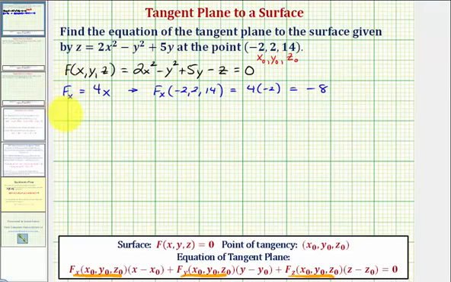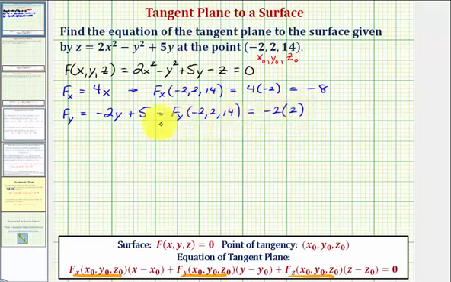Next, we'll find the partial with respect to y. So we'll treat the x and z terms as constants. So the derivative of -y squared would be -2y. The derivative of 5y with respect to y would be 5. The remaining derivatives with respect to y would be 0. So the partial with respect to y, evaluated at (-2, 2, 14), would be -2 times 2 plus 5. So we have -4 plus 5, or 1.